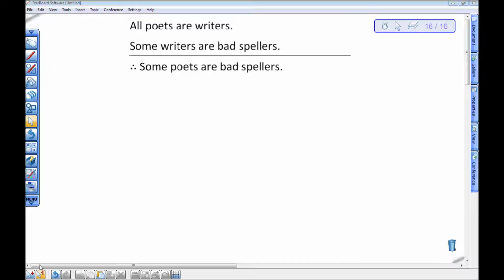Let's use Euler diagrams to see if this argument is valid. So this argument is: all poets are writers, some writers are bad spellers, therefore some poets are bad spellers. Now, just like when we were symbolizing arguments and doing the truth tables to see if they were valid, it's worth pausing for a second and trying to decide, do I think this argument is valid or do I think this argument is invalid? So, take a second now, do that.